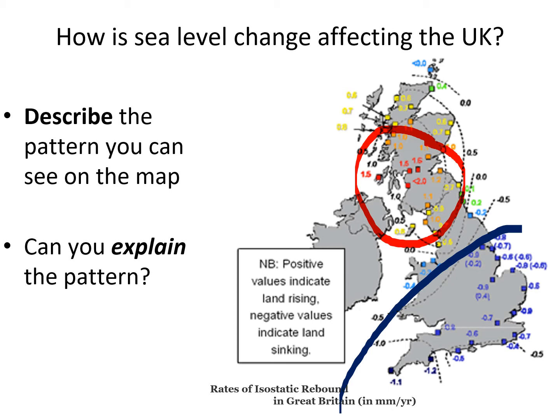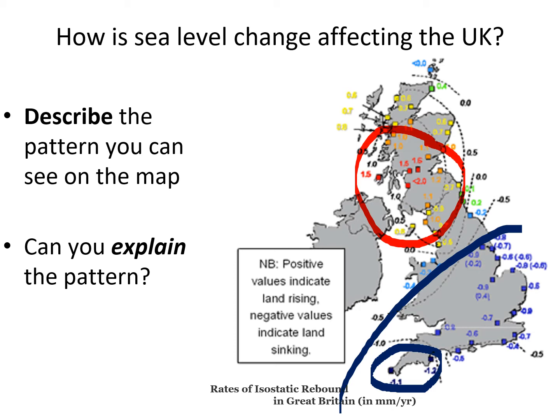So we've got a situation where Scotland's rising and the south of the UK, England, is sinking. Particularly, it's worth noticing that Cornwall and Devon are the places which are sinking the most, and we'll come back to that later. In terms of why, this is a classic isostatic rebounding. Scotland had a huge amount of ice, particularly concentrated over that red area.